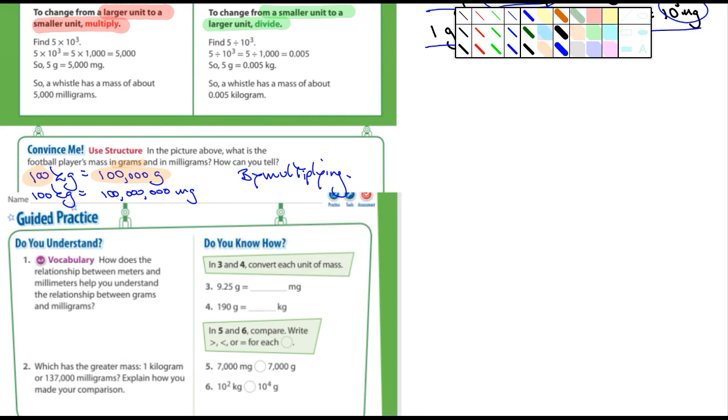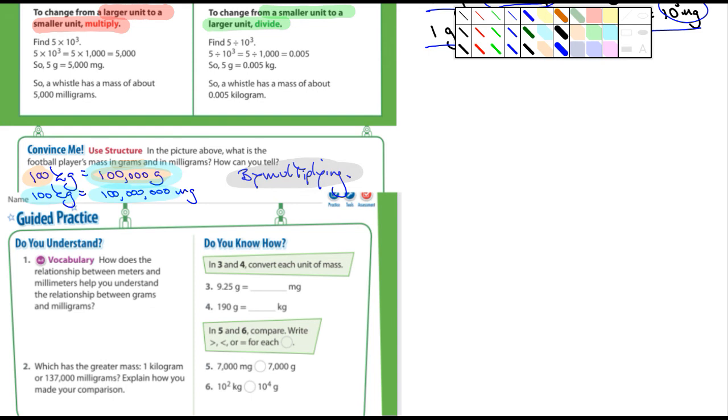And then they ask in milligrams, what's his weight? Well, now you're going to multiply the 100,000 grams by another 1,000. And so what do you get? You get 100 million milligrams. You're multiplying it by another 1,000. And then it says, how can you tell? Well, you can tell simply by multiplying by 1,000.